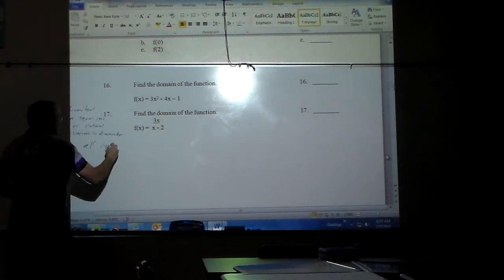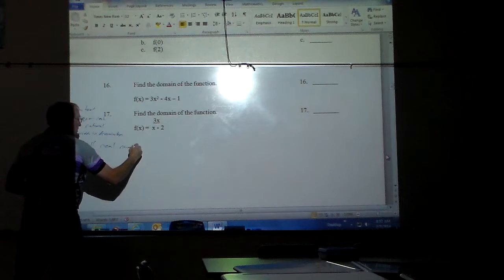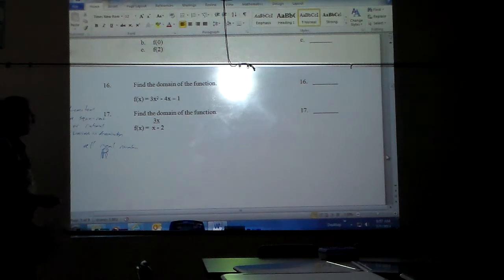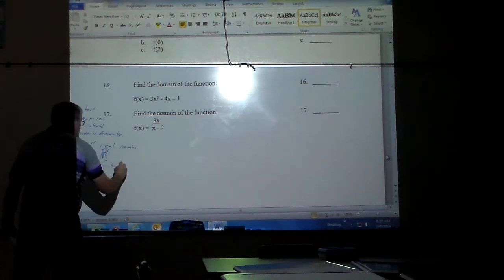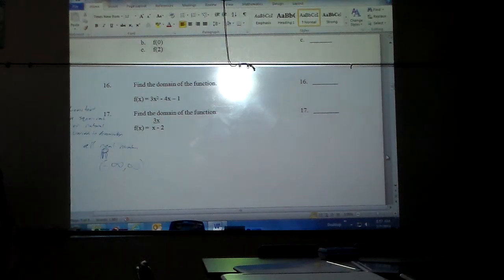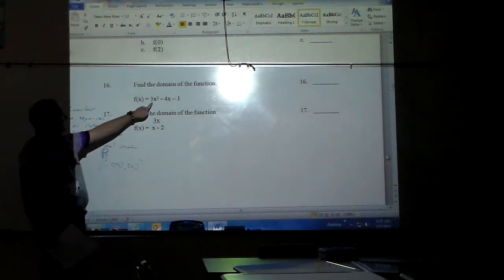You say all real numbers. Sometimes you will see the little double R type thing. I'm not really sure how to make it. I'm not real good. Or negative infinity to infinity, which is what you're going to see a lot more in your college books.